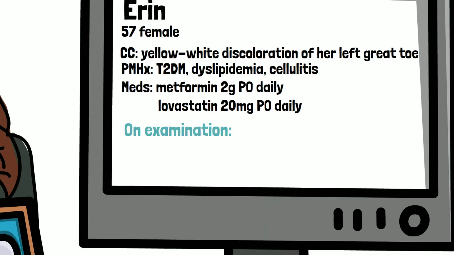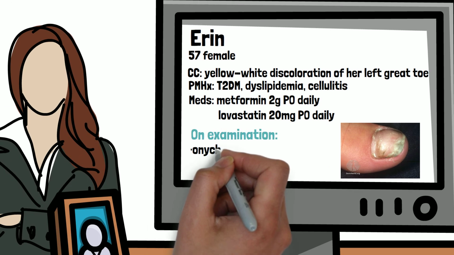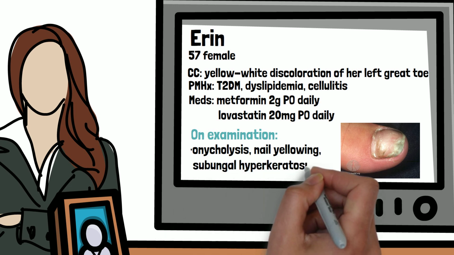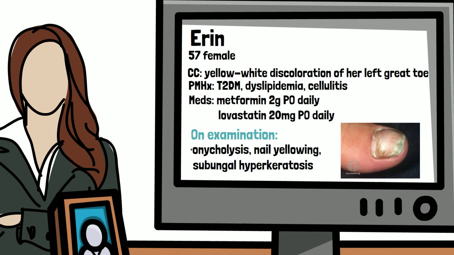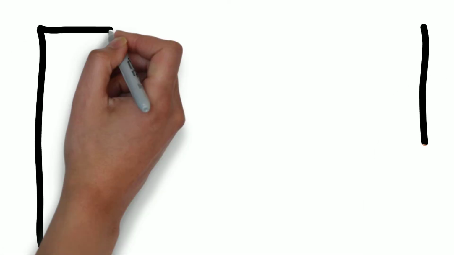On examination, you see onychomycosis at the distal corner of her left great toe with yellowing of the nail and subungual hyperkeratosis. You suspect a diagnosis of onychomycosis. What is the next step of management? Do you start anti-fungal therapy?